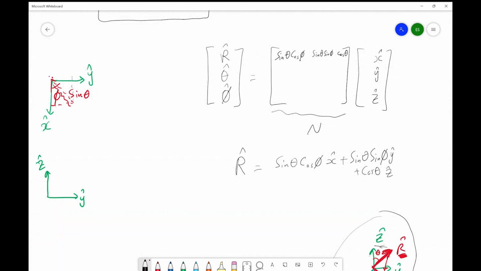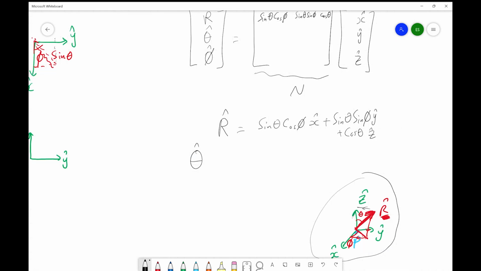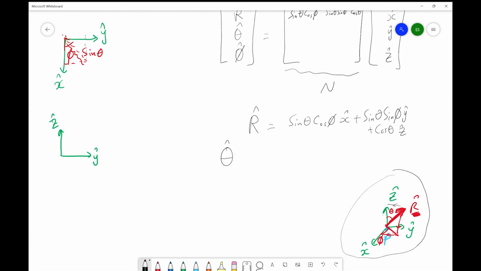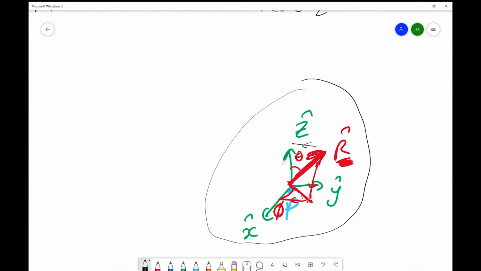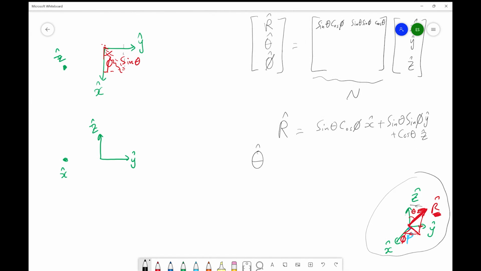The next step now is decomposing theta hat. Okay, theta hat is always going to be 90 degrees. Sorry, theta hat, not phi hat. So here in the 3D image, where would phi hat be? Let me draw it here actually.